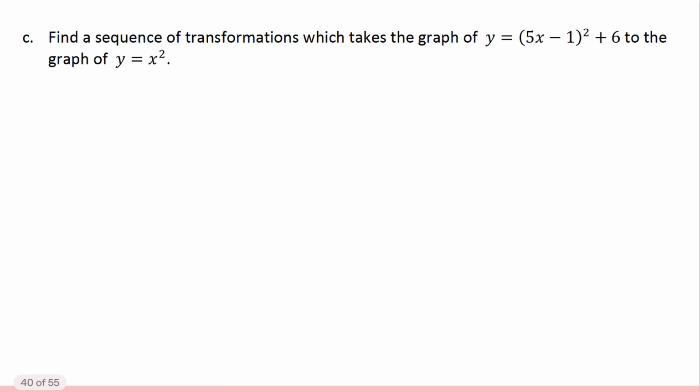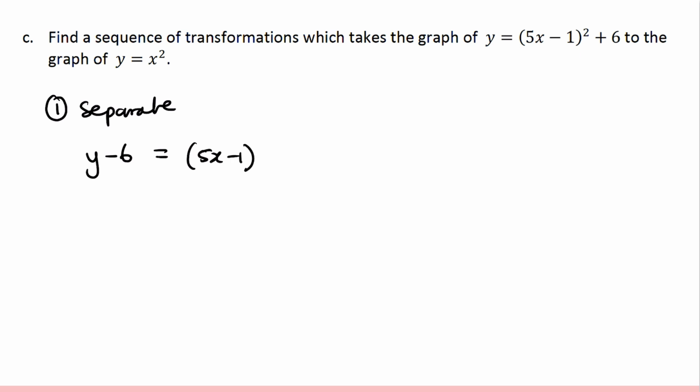Okay, next one. Same idea, find a sequence of transformations which takes that graph to the graph of y equals x squared. So hopefully we can get a little bit faster now. So first step is to separate. Everything that is not bounded by the bracket goes to the other side. And for our new graph, there's not really much that needs to happen. Step 2, go ahead and equate the two sides.